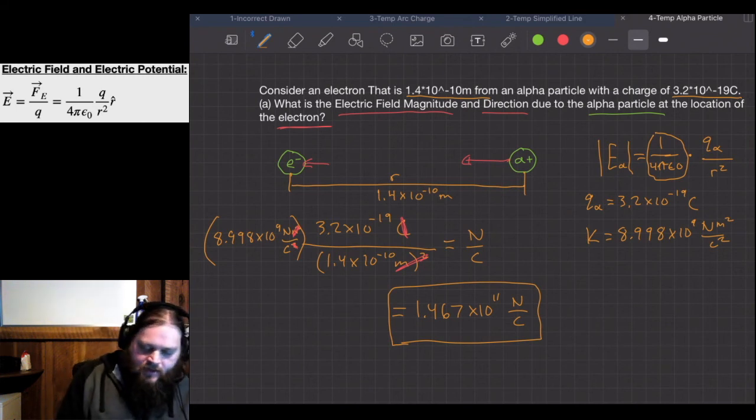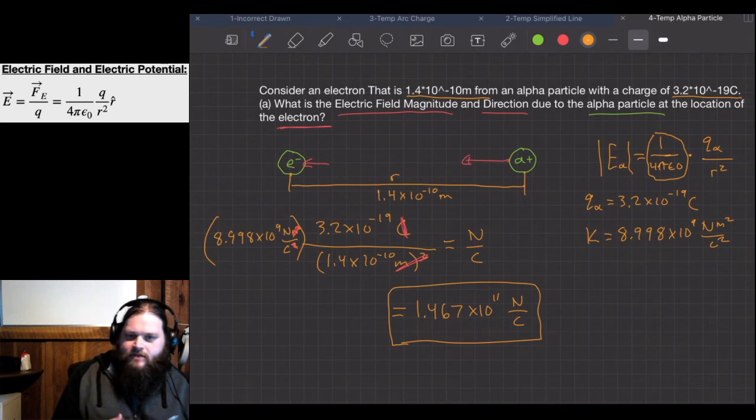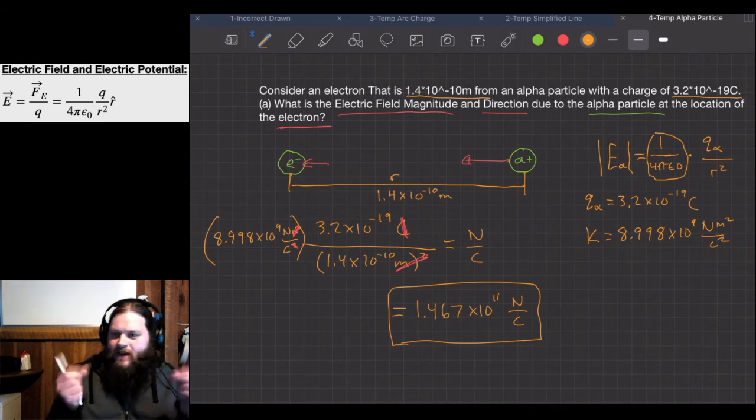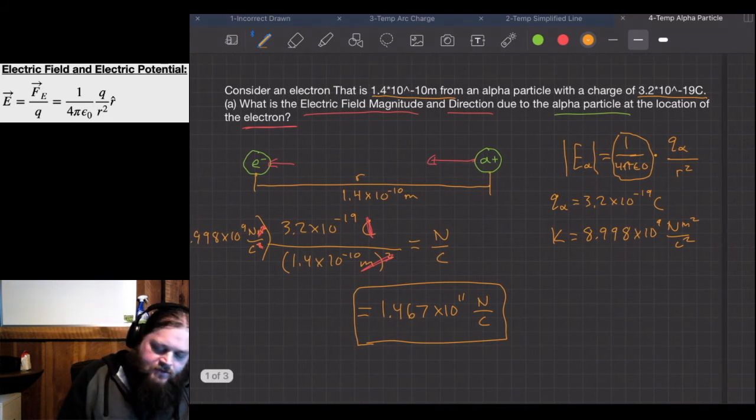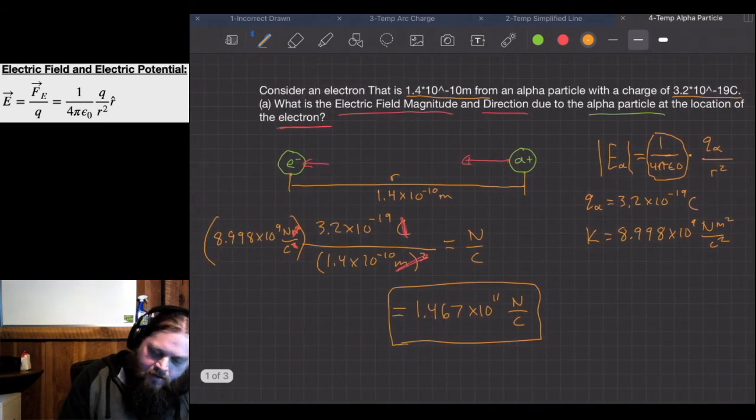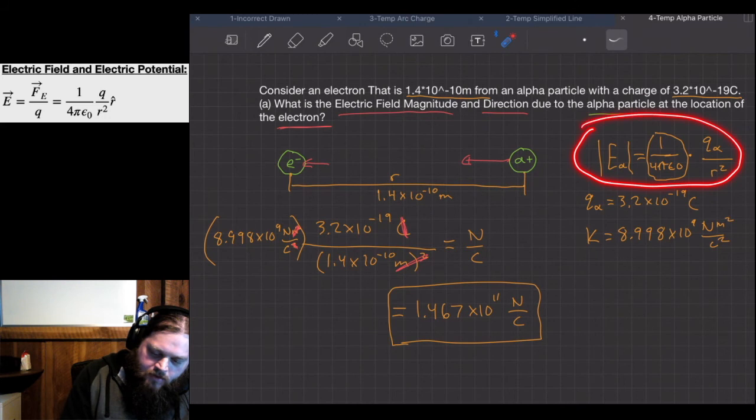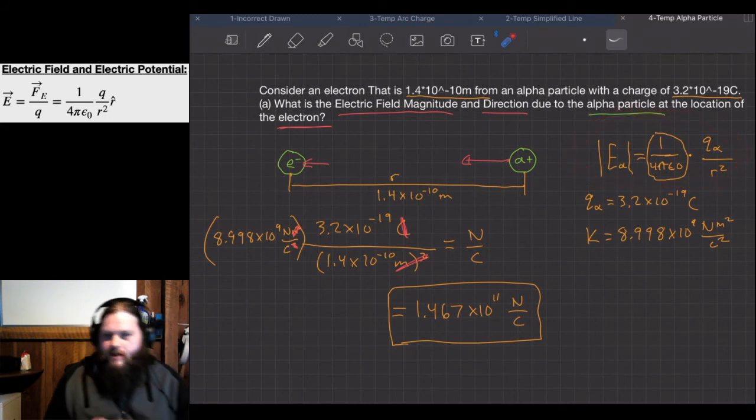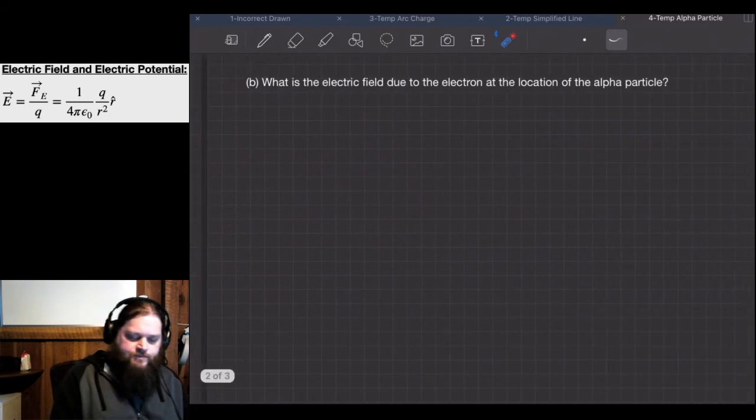So that doesn't take into account the charge of the electron or anything else like that. We're just evaluating it at that same distance, which is really all that matters. And you can tell that based on the equation that we used, it didn't have the charge of the electron or anything to do with the electron really besides the distance between them.